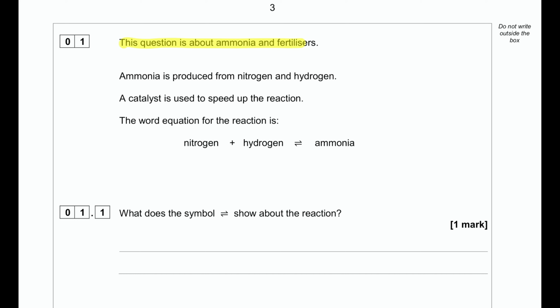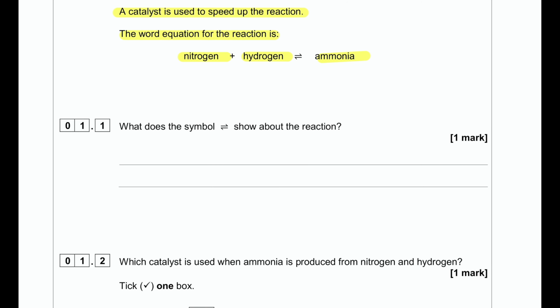This question is about ammonia and fertilizers. Ammonia is produced from nitrogen and hydrogen. A catalyst is used to speed up the reaction. The word equation for the reaction is nitrogen plus hydrogen producing ammonia. What does the symbol show about the reaction? This symbol shows that the reaction is reversible.